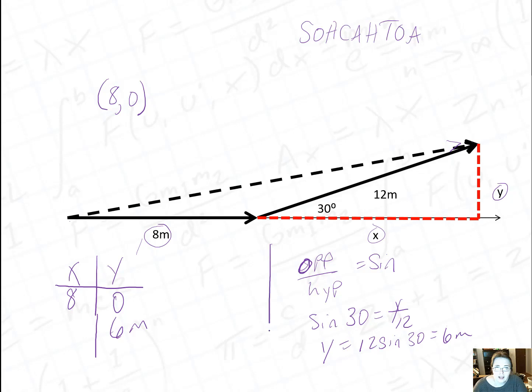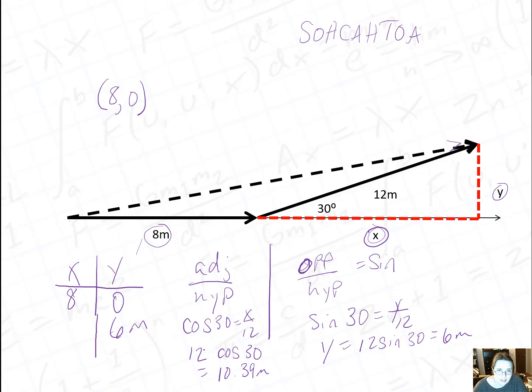So then the x right here, this is the next one. X is going to be the same kind of thing, but this is adjacent because it is next to this angle. So it's adjacent over hypotenuse. And so we get cosine of 30 is equal to x over 12. And so we get 12 cosine of 30. And that we get to be 10.39 meters. And it can go over here on the x part, okay?